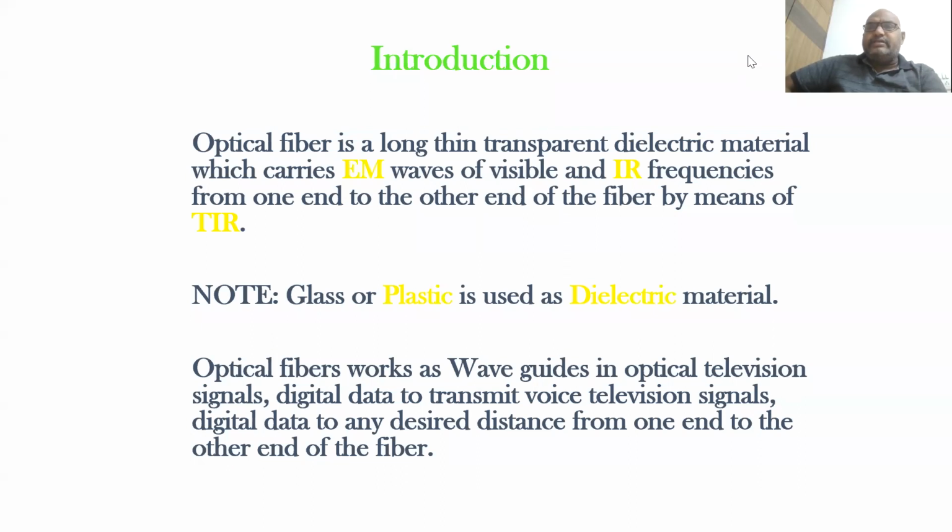In total internal reflection, the light rays travel from a denser medium to a rarer medium. Considering the two refractive indices, when the angle of incidence is greater than the critical angle, that is called total internal reflection. Optical fiber is made of glass or plastic materials used as dielectric materials. Optical fiber works as a waveguide to transmit voice, television signals, and digital data to any desired distance from one end of the fiber communication to the other.